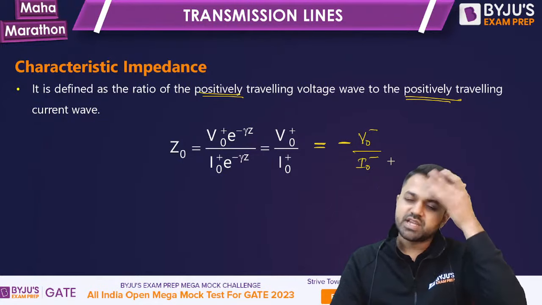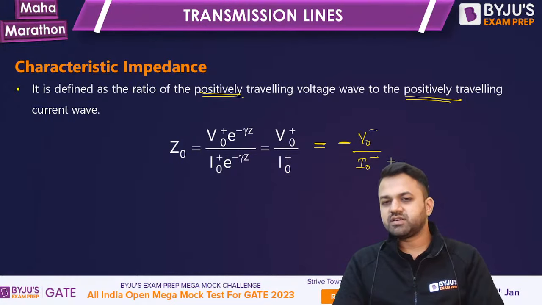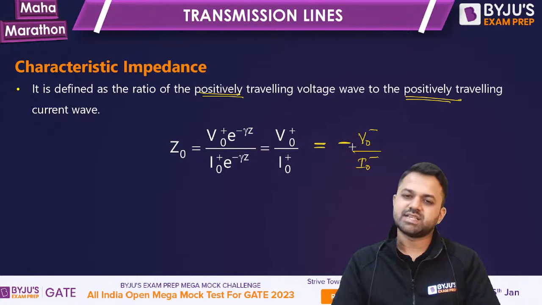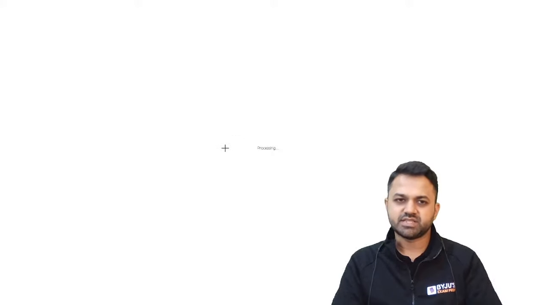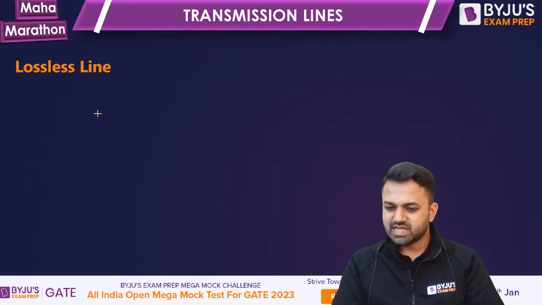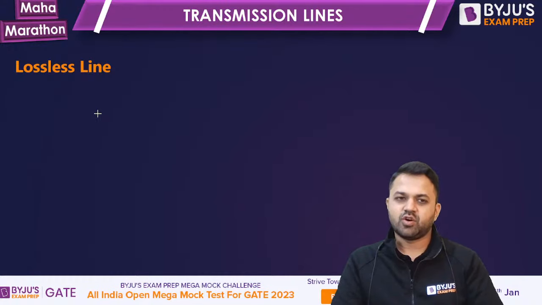So it can be the ratio of the reverse traveling voltage wave to the reverse traveling current wave. But this minus sign tells us that the wave is traveling in the negative direction. So this is the characteristic impedance. What is the lossless line? How do you define the lossless line? Can anybody tell?